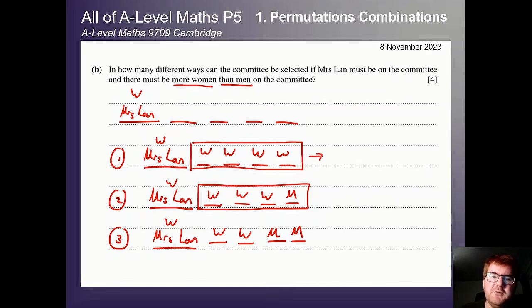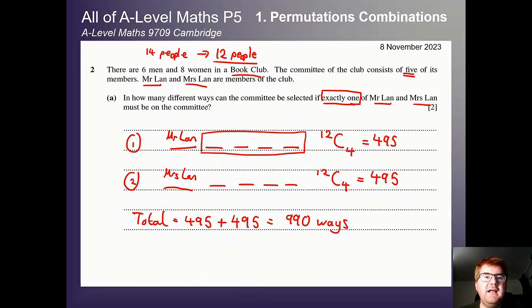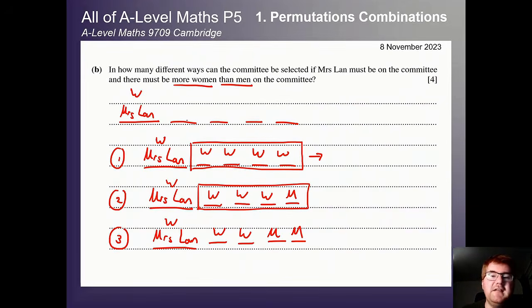So the first one here is we have 4 slots. Notice we have 8 women normally in the book club, but we've already chosen Mrs. Lan, so we have 7 to choose from, and we need to choose 4. So that's our first option, 7 choose 4.